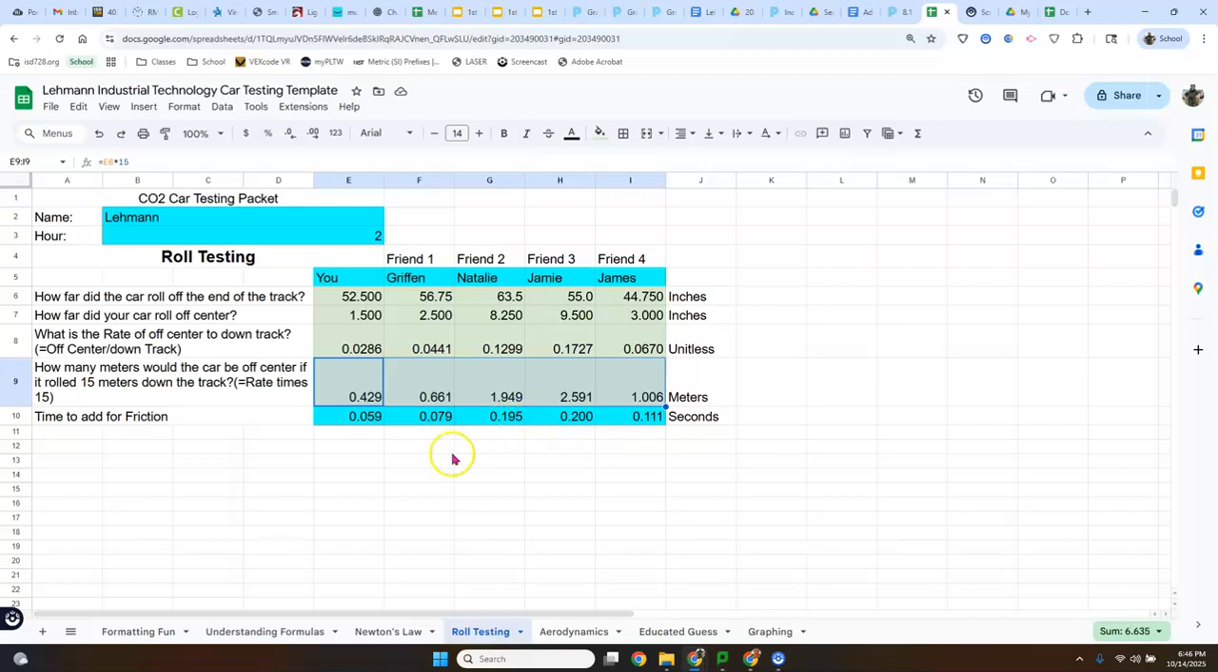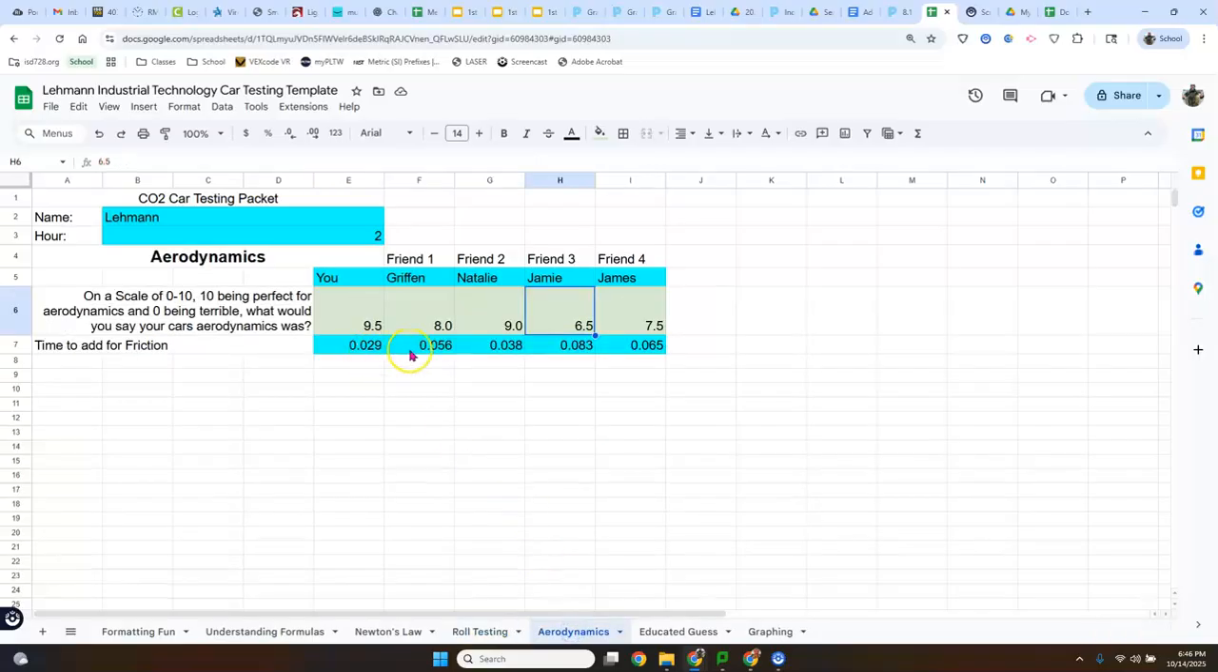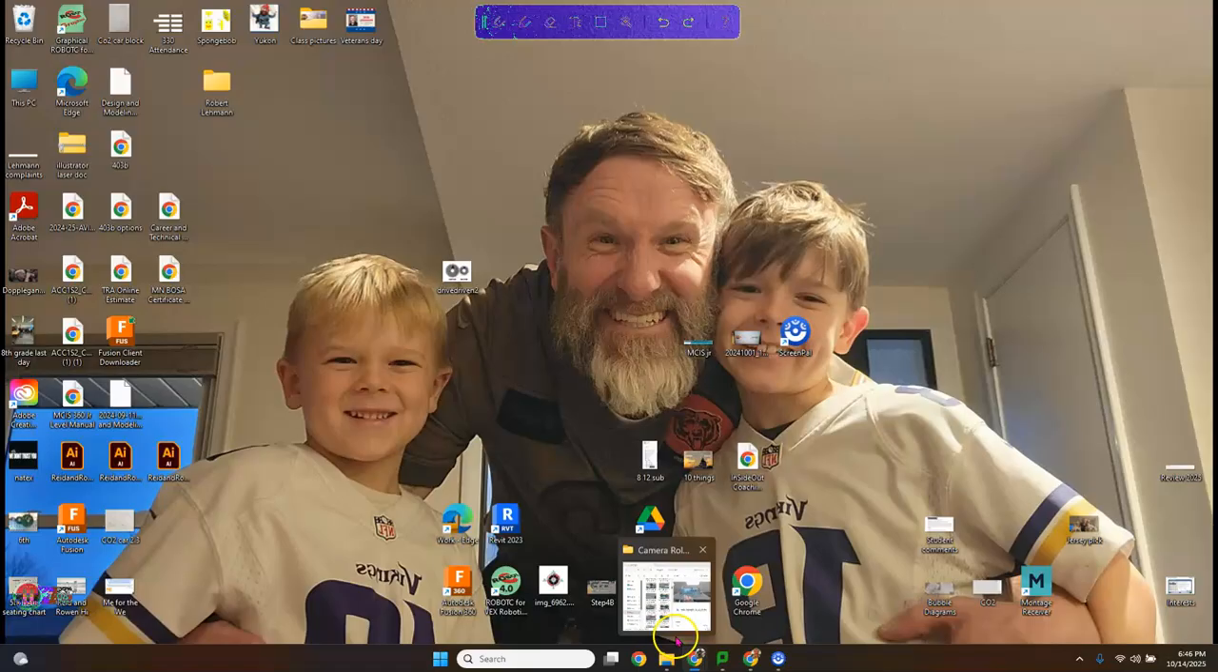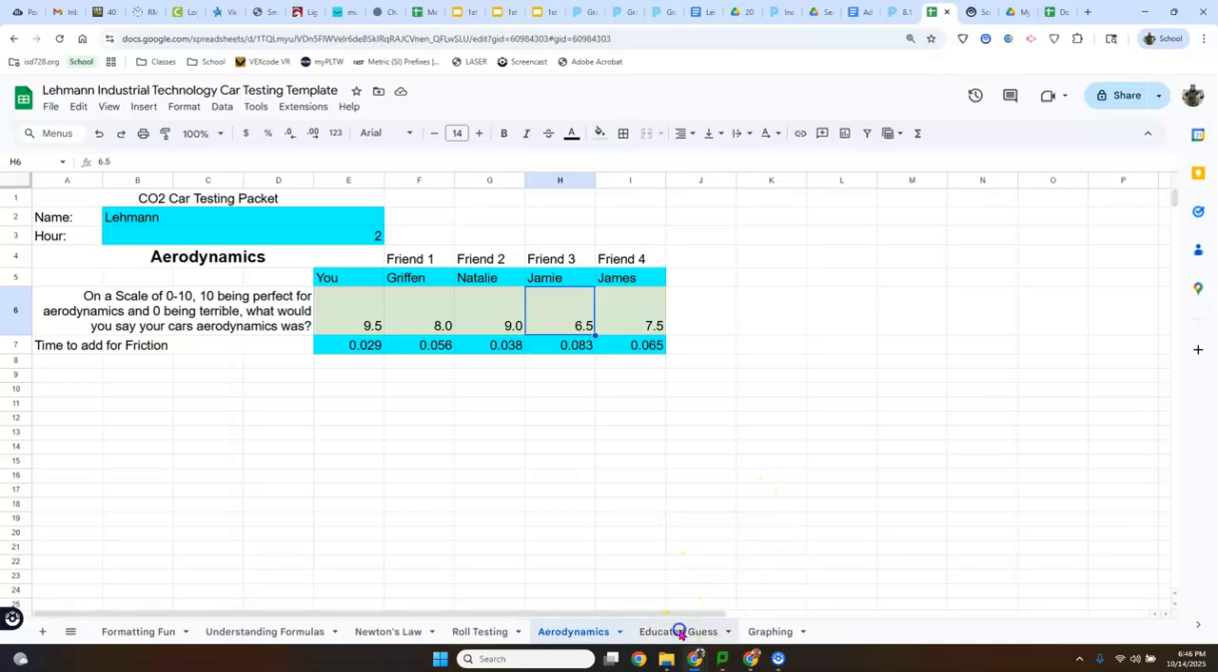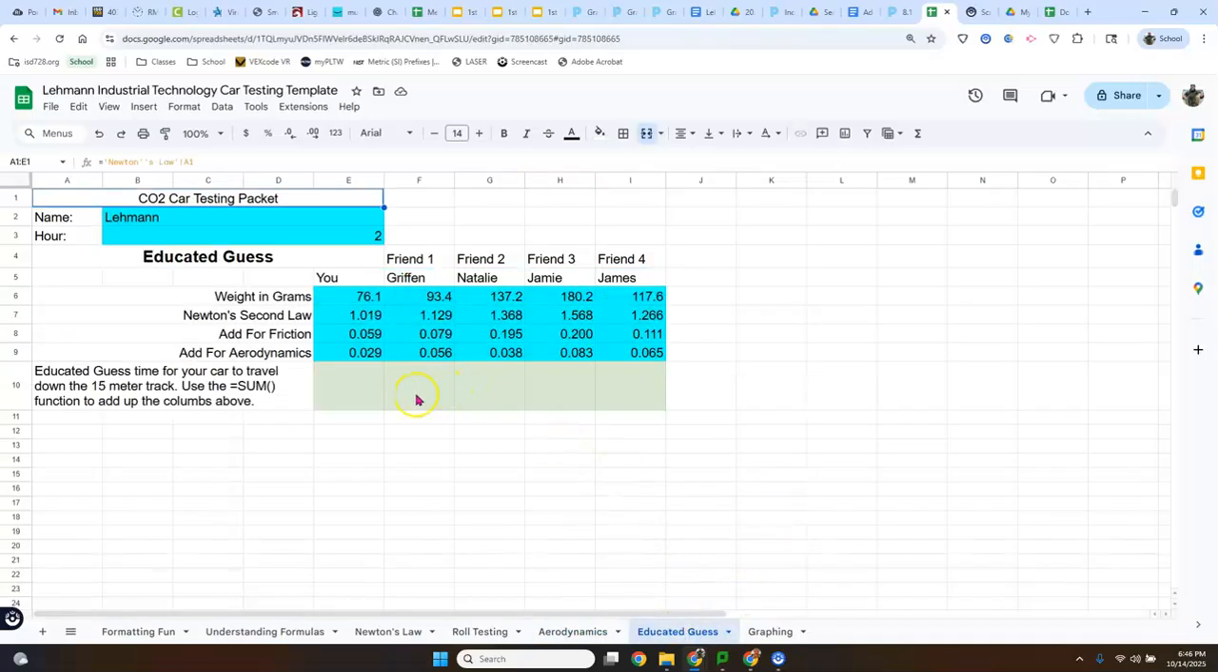Now, with that being said, that's all of our roll testing. Now we go to aerodynamics. We've already done that, and it's adding our time there. Then we're going to go to educated guess. In the educated guess, you get to now do an equal sum to find out all of our stuff together here. We're ignoring the top piece because that was our weight in grams of our car, but we want to add up all the things underneath.